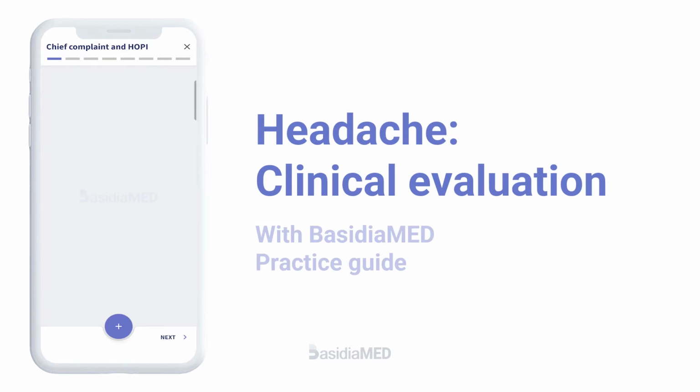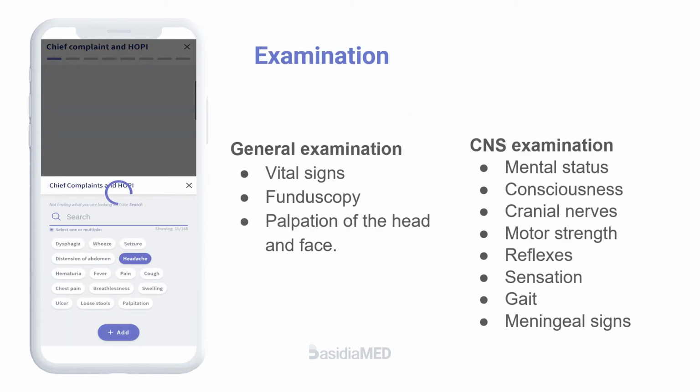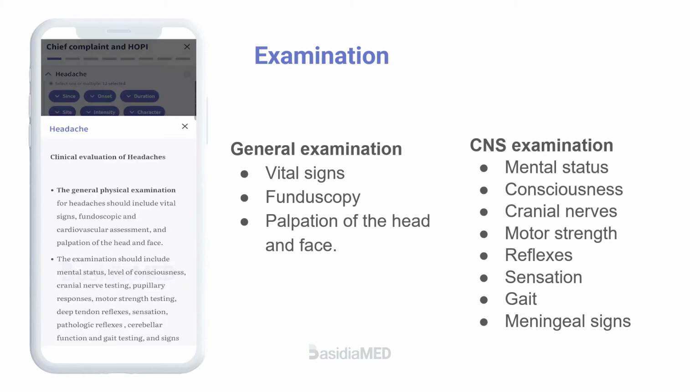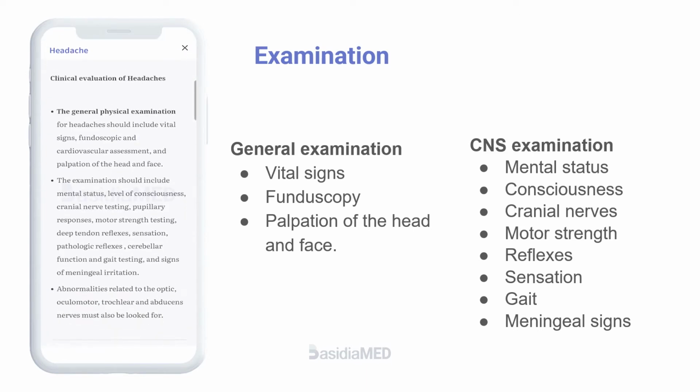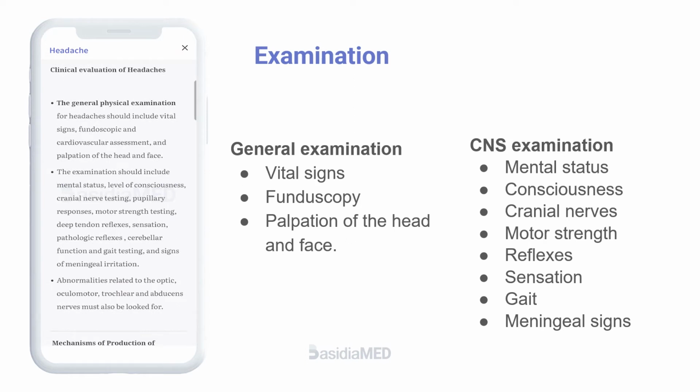Clinical evaluation of headaches. The general physical examination for headaches should include vital signs, fundoscopic and cardiovascular assessment, and palpation of the head and face. The examination should include mental status, level of consciousness, cranial nerve testing, pupillary responses, motor strength testing, deep tendon reflexes, sensation, pathologic reflexes, cerebellar function and gait testing, and signs of meningeal irritation. Abnormalities related to the optic, oculomotor, trochlear, and abducens nerves must also be looked for.